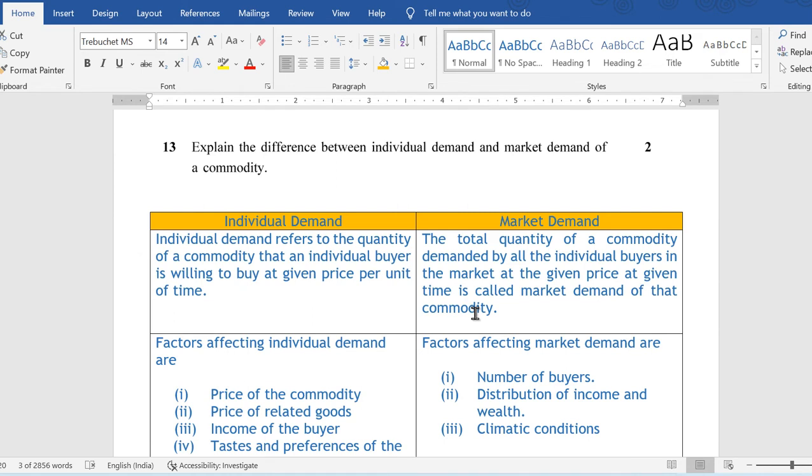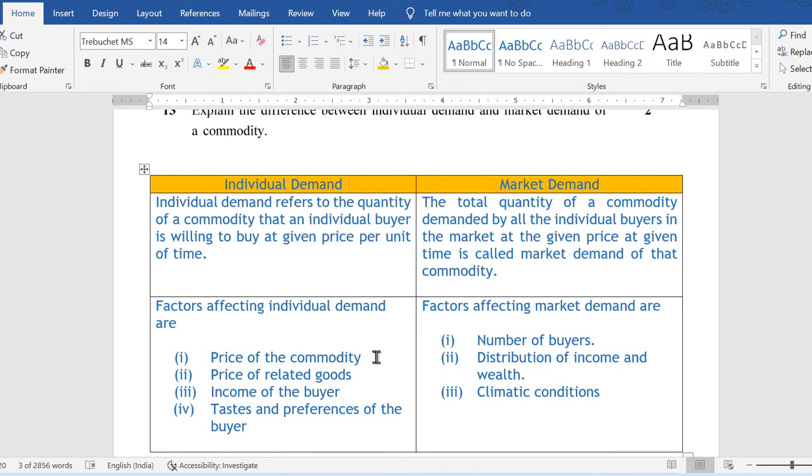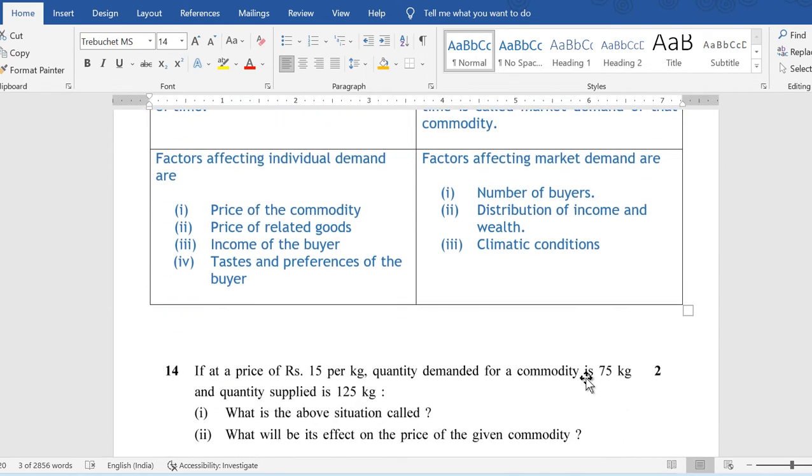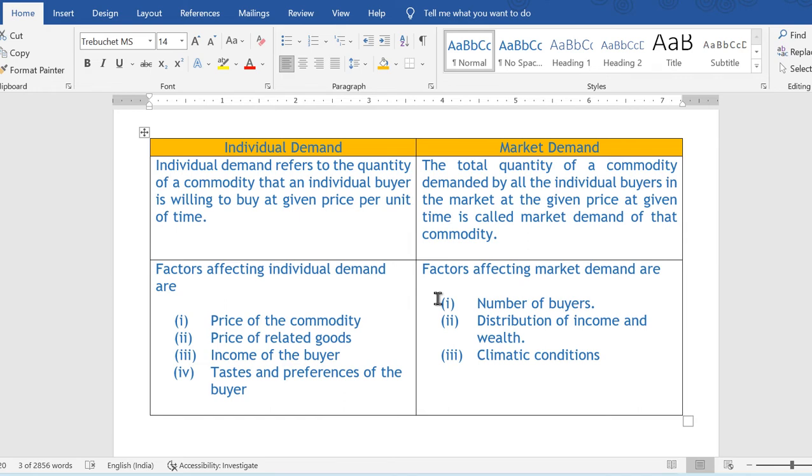Explain the difference between individual demand and market demand for a commodity. The individual demand refers to the quantity of a commodity that an individual buyer is willing to buy at a given price and at a given time. The market demand is the total quantity of the commodity which is demanded by all the individual buyers in the market at a given price and at a given time. That's the market demand. The factors that affect individual demand are the price of the commodity, price of the related goods, income of the buyer, tastes and preferences of the buyer. Whereas the factors affecting the market demand are the number of buyers, the distribution of income and wealth, and climatic conditions. These were the differences between individual demand and market demand.